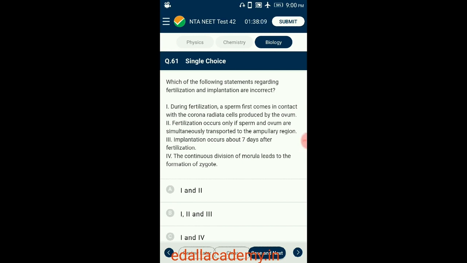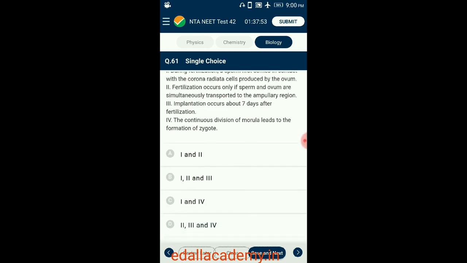Fourth statement is the continuous division of morula leads to the formation of blastocyst. The blastocyst then further moves towards the uterus for implantation. So here the incorrect statements are first and fourth. So the correct option is C.